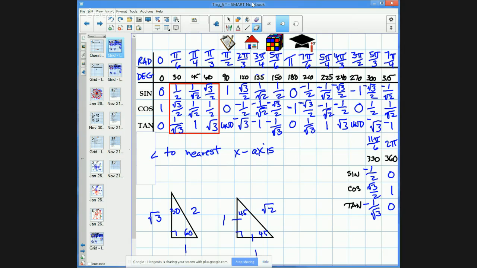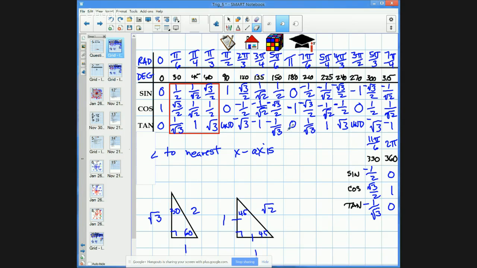So if you look at the tangent now, remember, the tangent is how high we meet the tangent line out to the right. At 0 degrees, we're not going to be up at all, so that's a 0. How about at 90? That's the undefined.